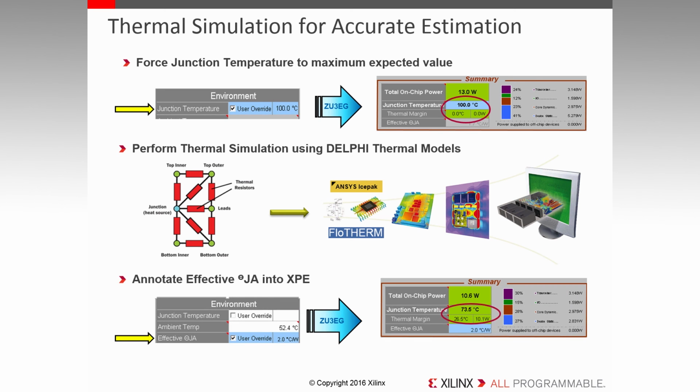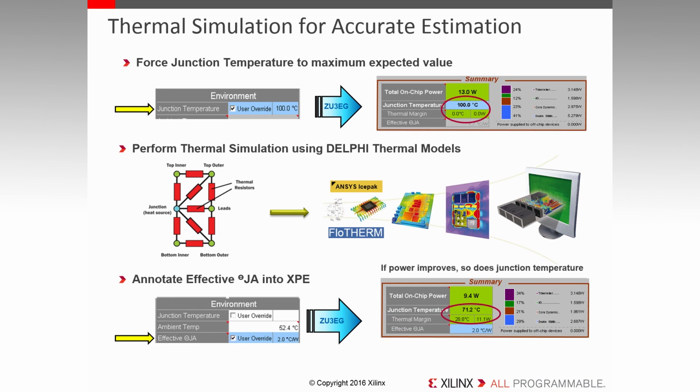Derive the effective junction to ambient thermal resistance value from thermal simulation. Now annotate XPE with more accurate local ambient and effective junction to ambient value as new environment settings. XPE recalculates the junction temperature based on thermal simulation results. Look at the results and ensure TJ max is not exceeded in the operating conditions. Once you have the results, use XPE thermal margin to evaluate the thermal solutions.